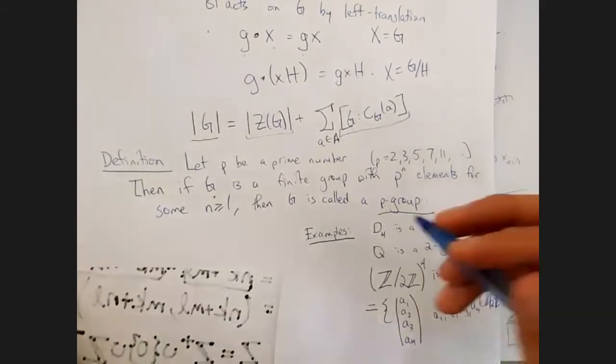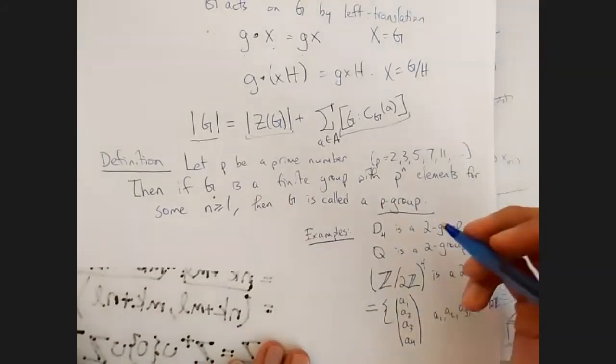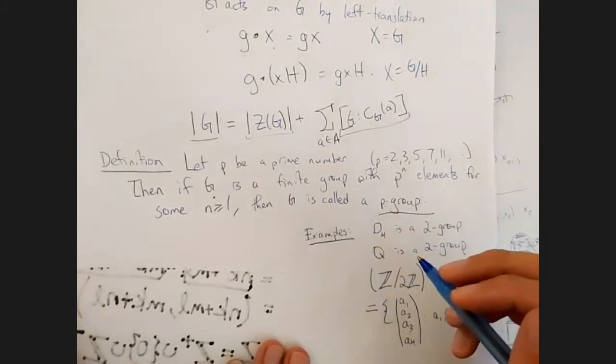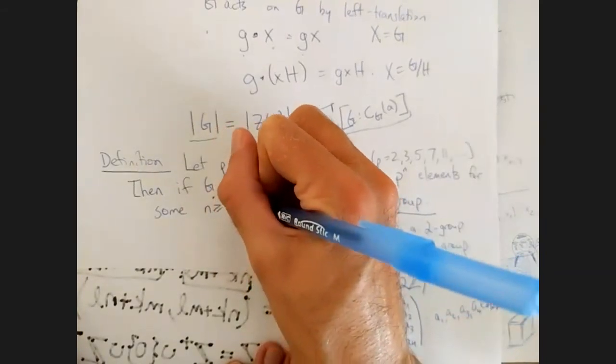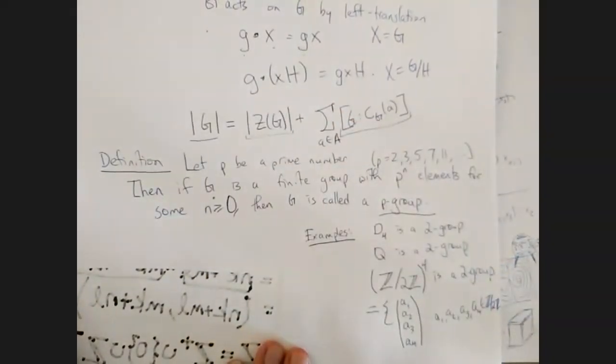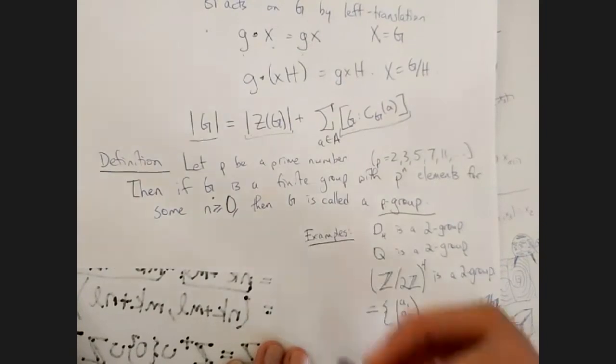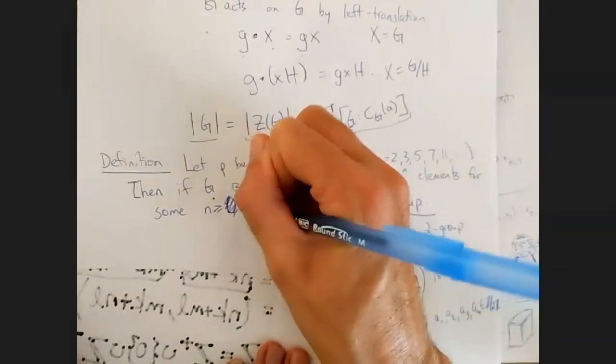Maybe I should modify my definition so that the trivial group is always a P group. Maybe that's better. No, I don't want to, sorry. It's just 1.